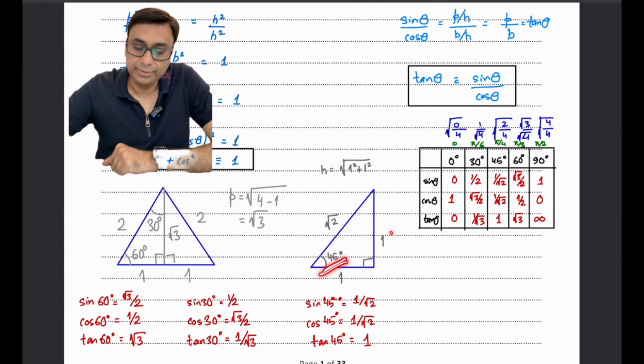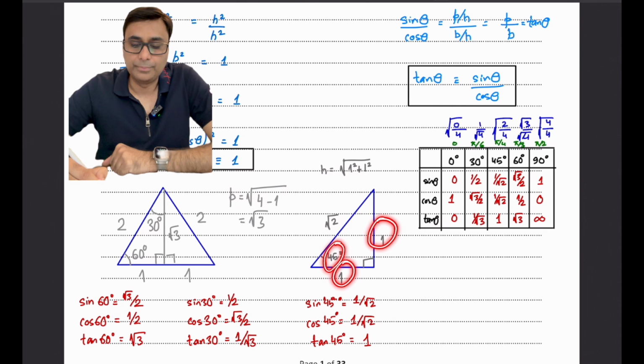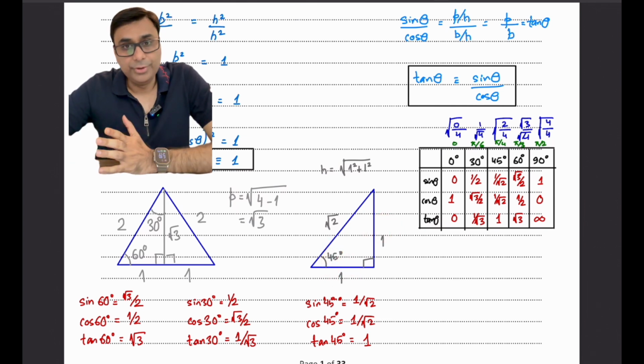Sine 45 is 1 over root 2. Cos 45 is base over hypotenuse, so that also becomes 1 over root 2. And then tan 45 is perpendicular over base, so that becomes 1 over 1. That's one way to look at it.